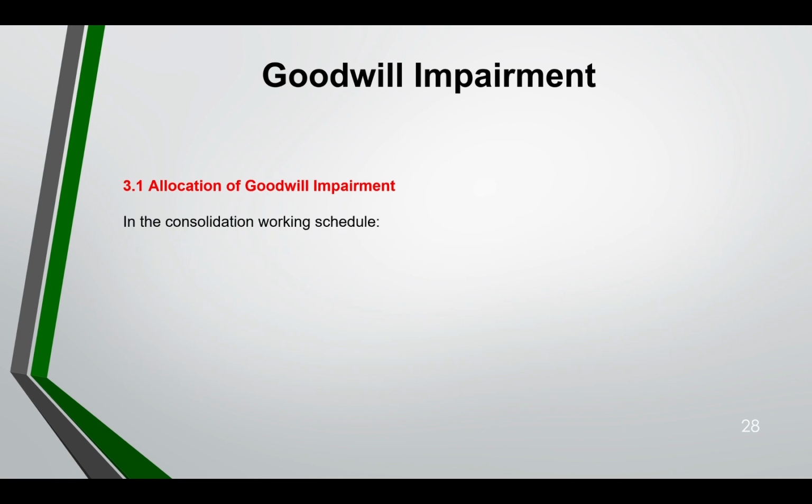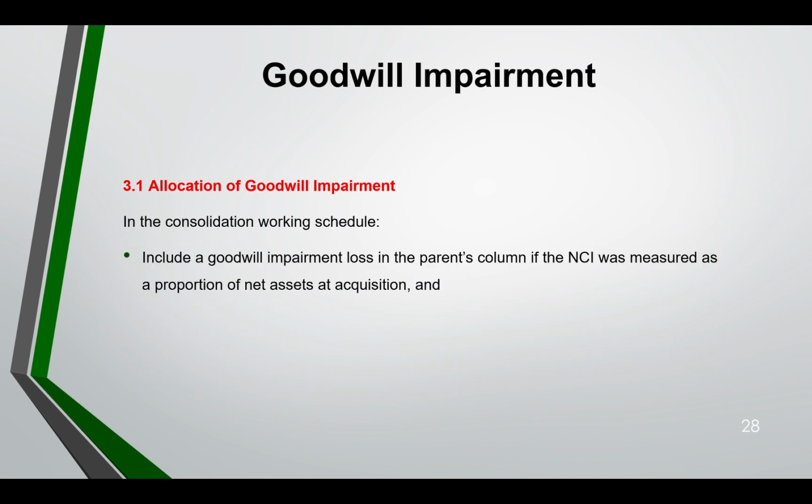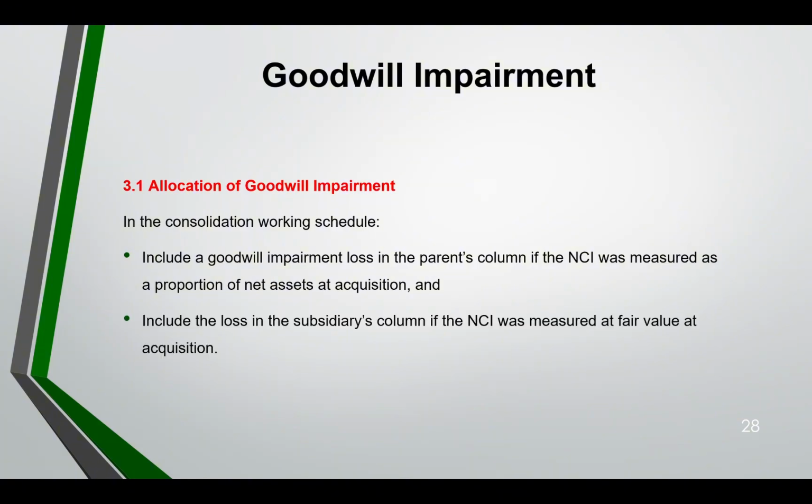This you need to remember. So in your consolidation working schedule, you have to include the impairment loss in the parent's column if NCI was measured at the proportionate method, and include the loss in the subsidiary's column if NCI was measured at fair value. This ensures NCI is allocated its share of the loss.